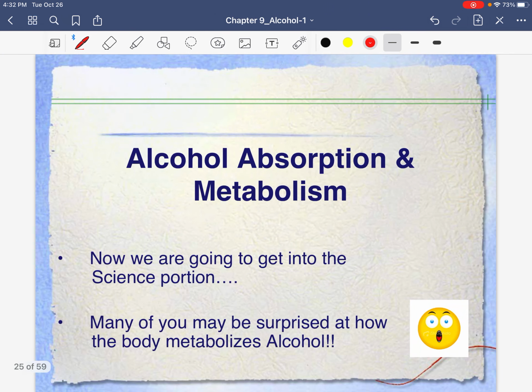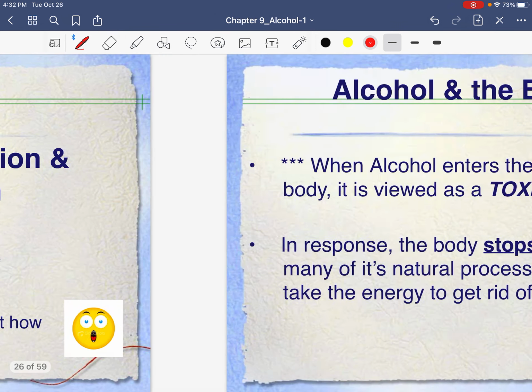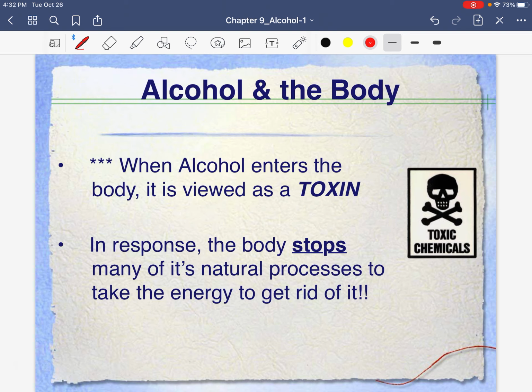Okay. All right. Let's talk about some of the specifics. Here we go. I told you that alcohol is handled differently by the body compared to carbohydrates, fats, proteins, water, and vitamins and minerals. In fact, when alcohol enters the body, it is viewed as a toxin. It's not immediately toxic. So I'm not saying that one glass of red wine is immediately toxic to the body. But what I am saying is your body views it as something to be gotten rid of.